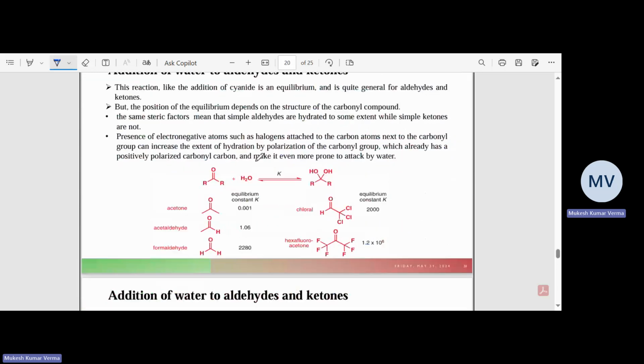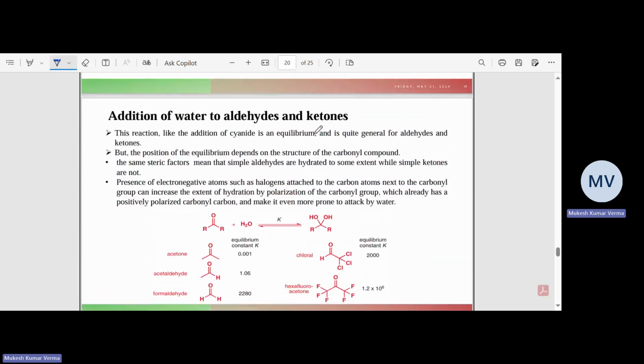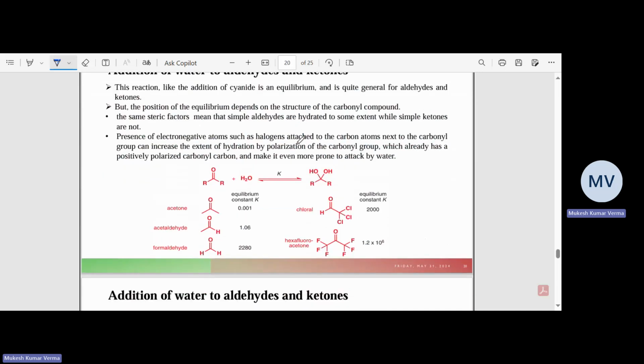Next is the addition of water to aldehydes and ketones. Like the previous example, water is similarly added to aldehydes and ketones as CN negative adds. But once again, this reaction is reversible in nature, and the formation of the product after the addition of water depends on two factors.